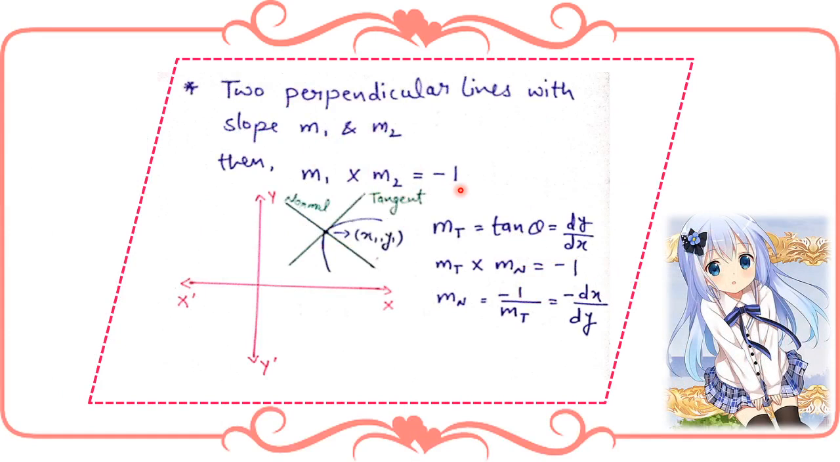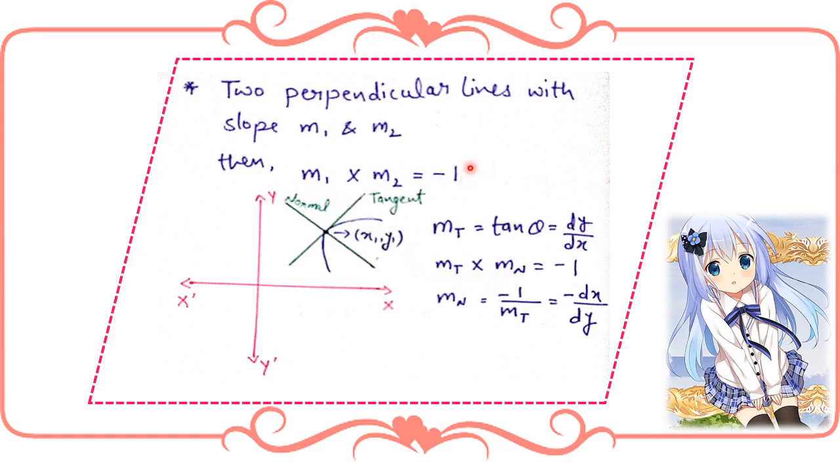Now what is a tangent? A tangent is a line which touches the curve at one single point. And what is a normal? A normal is a line which is perpendicular to it. So basically tangent and normal are two lines perpendicular to each other. So what is the slope of the tangent? This is tan theta, or we call it dy by dx as well.